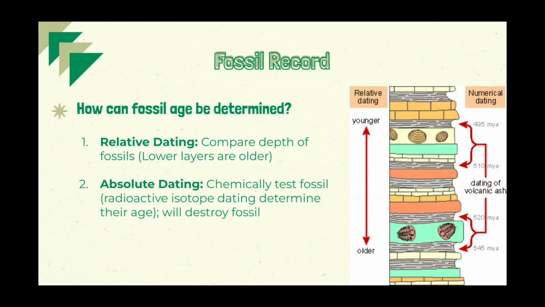Now, how do we figure out exactly how old something is? We do something called absolute dating, where we chemically test the fossil, and we're testing for radioactive isotopes that allow us to, again, figure out how long that process has been going. Now, the problem with this and why we don't do absolute dating on every single fossil is it's going to destroy the fossil. So they're very picky and choosy on which ones they actually do test.